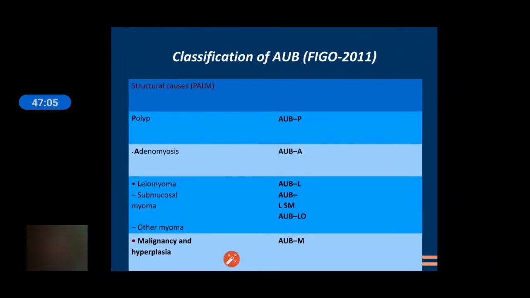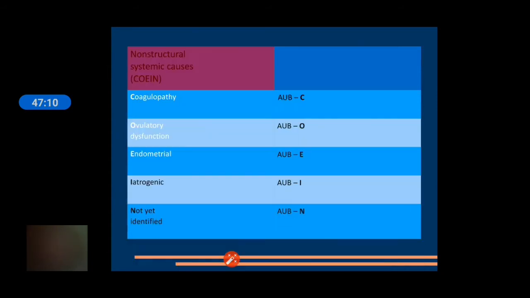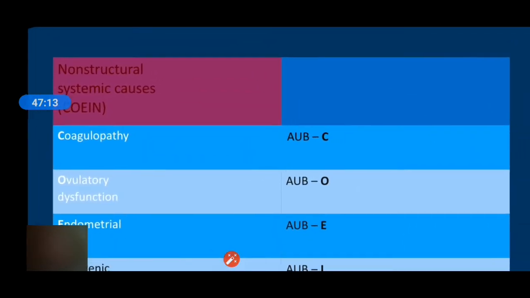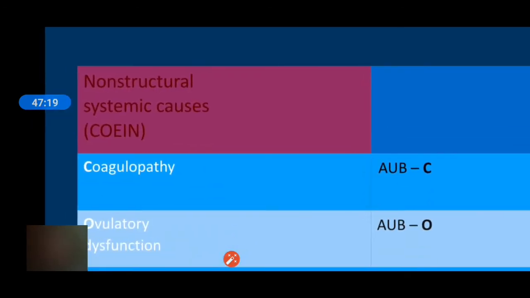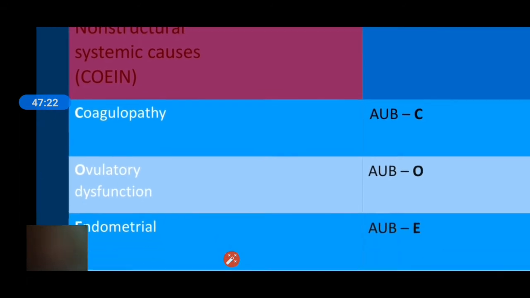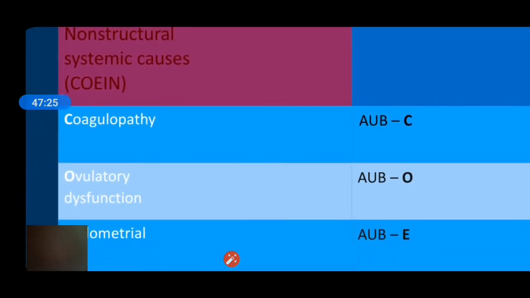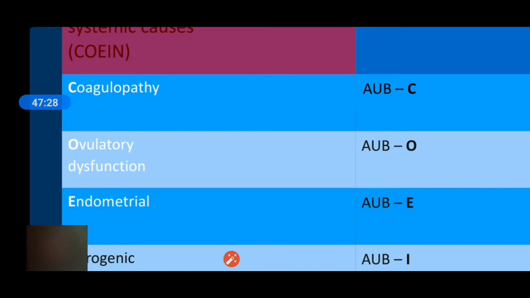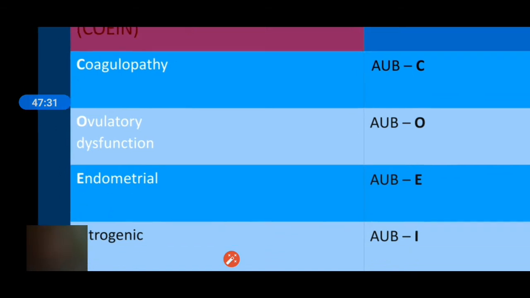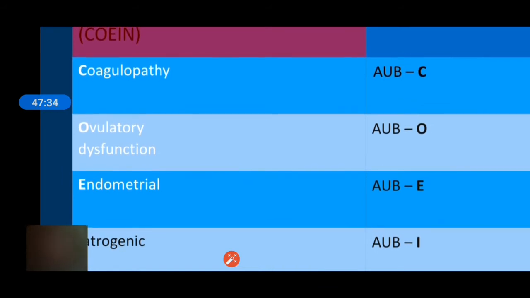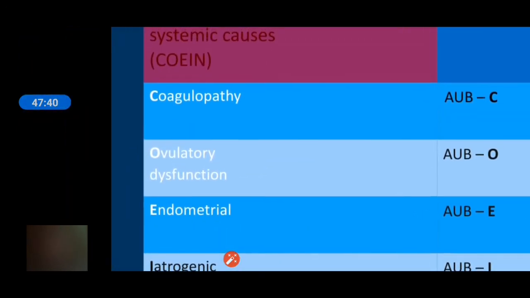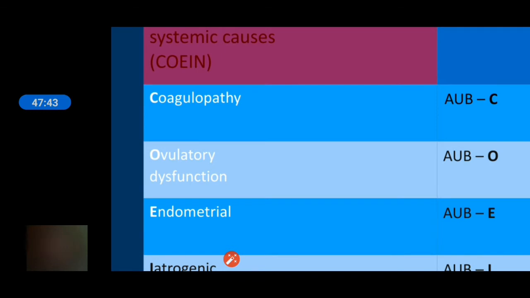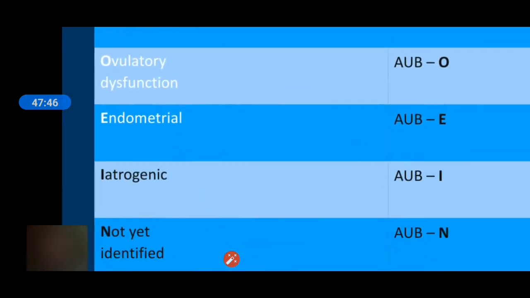So in this classification of AUB, the word PALM indicates the structural causes, whereas COEIN indicates the non-structural or systemic causes, spelled C-O-E-I-N, not C-O-I-N. Here C is coagulopathy, AUB-C. O for ovulatory dysfunction, AUB-O. AUB-E, E for endometrial causes, if there is any cause with the endometrium like endometritis, tubercular endometritis, or endometrial hyperplasia, etc.